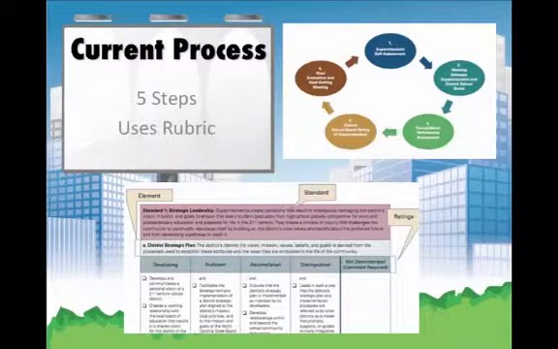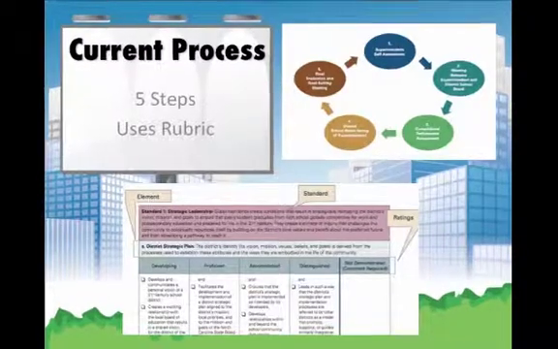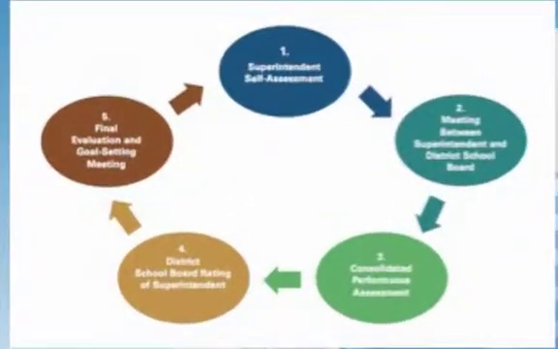Currently, the evaluation is a 5-step process, starting with Step 1, the Superintendent's Self-Assessment. Then, Step 2, the meeting between the Superintendent and the District School Board. Step 3, the Consolidated Performance Assessment.